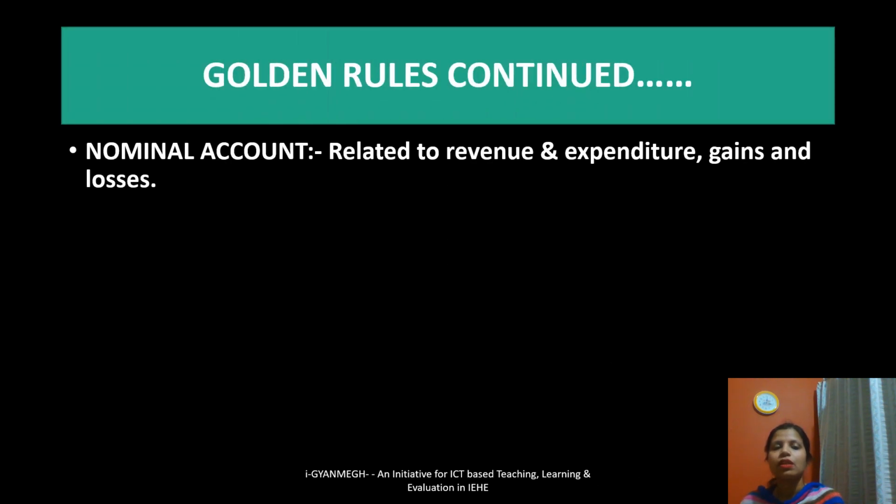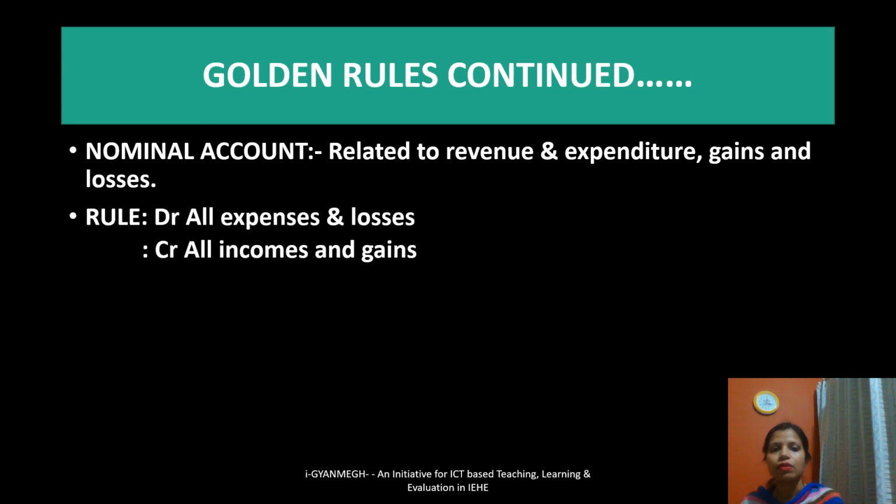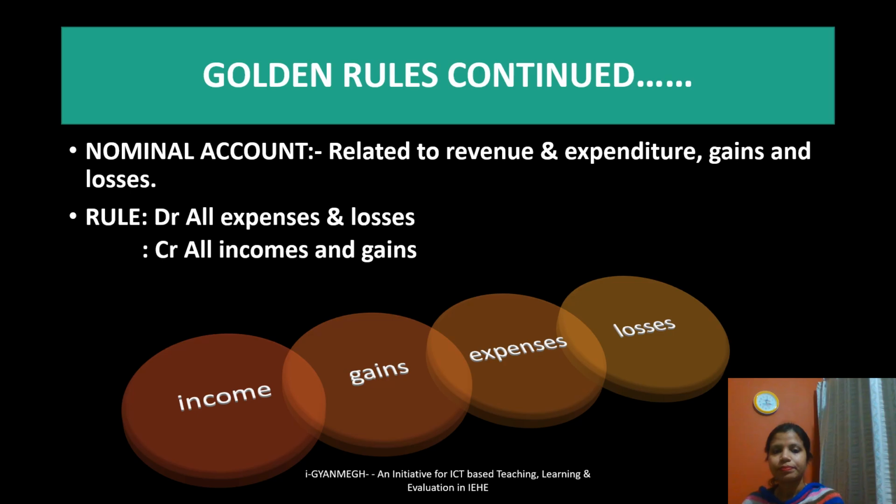Next account will be nominal account. Nominal accounts are related to revenue and expenditure, gains and losses. Here comes the rule: debit all expenses and losses, credit all incomes and gains.